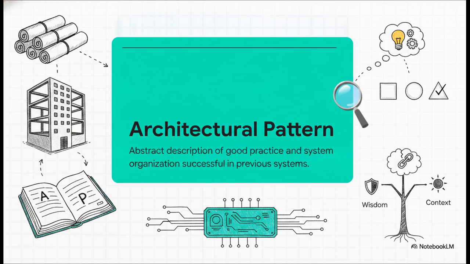Before we look at any specific examples, we really need to define our core term. Think about it. When an architect designs a new building, they rarely invent a completely new way to build a house from scratch, right? Software architecture is exactly the same. An architectural pattern, which is sometimes called an architectural style, is essentially a stylized, abstract description of good practice and system organization that has been highly successful in previous systems. Think of them as tested blueprints. We reuse these because they represent accumulated wisdom. But remember, every pattern has specific strengths, weaknesses, and a context where it absolutely shines.